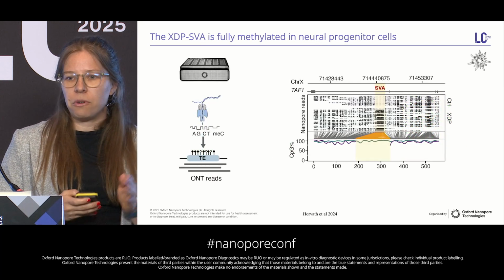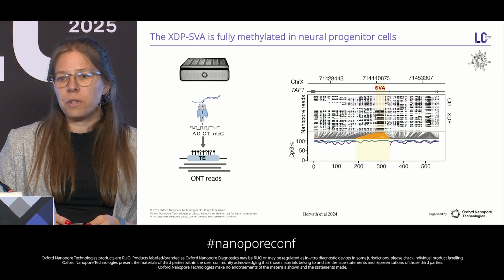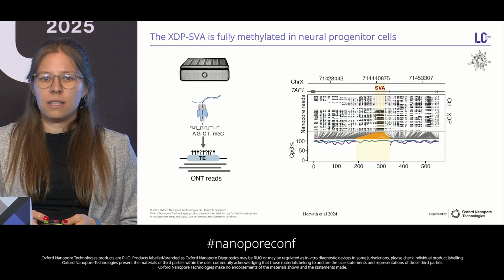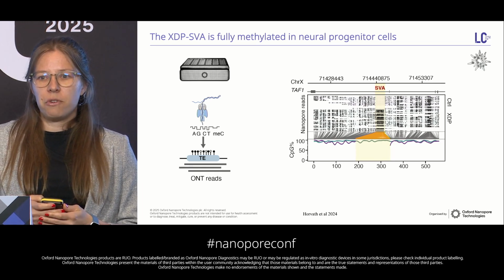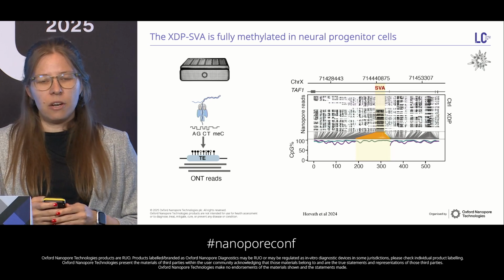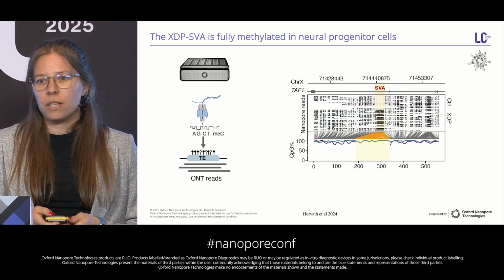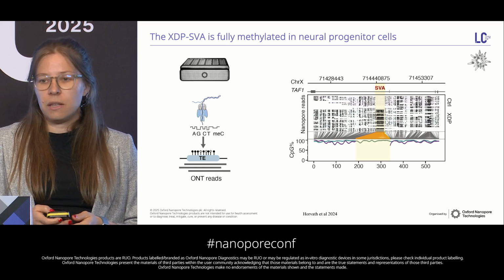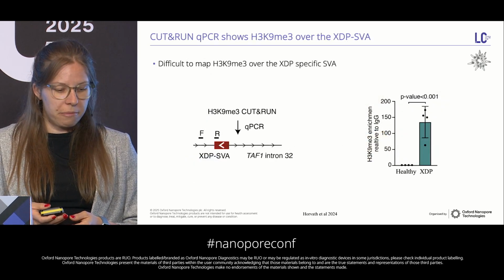We have these cell lines from healthy individuals and XDP patients. First, of course, we did nanopore sequencing because we wanted to see whether this insertion is covered in DNA methylation or not. And here in this graph, you can see every line is a nanopore read, and the purple is the healthy individual, and the greenish color is the patient. And you see that the XDP-SVA is fully methylated, that is represented with the black dots in this graph.